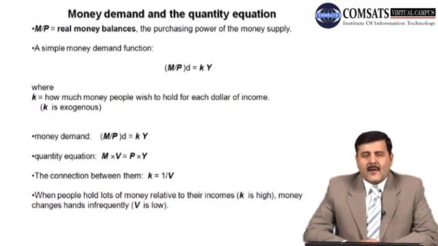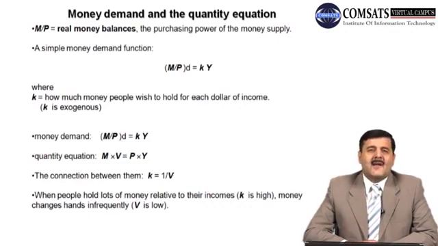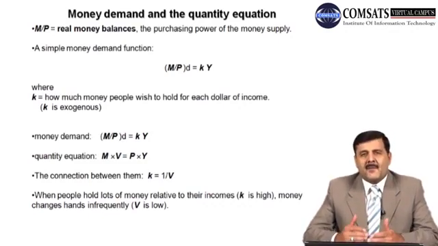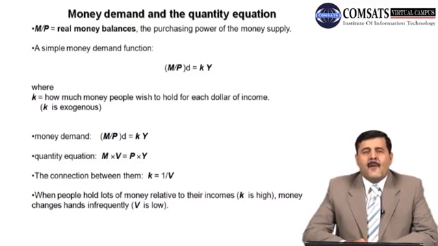Now in this slide that you can see, we will try to explain the relationship between money demand and the quantity equation that we just drew, MV is equal to PY. How are these two related? How can you relate money demand with the quantity equation? Now as we know, M over P is the real money balances, basically the purchasing power. We saw in previous lectures that M over P is the purchasing power of the money supply.